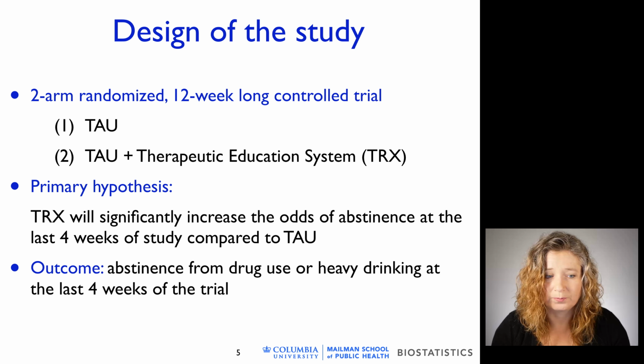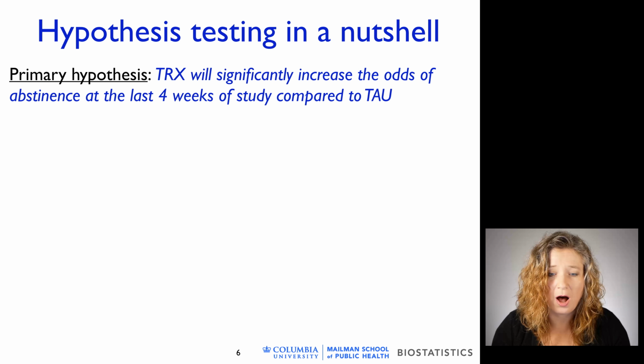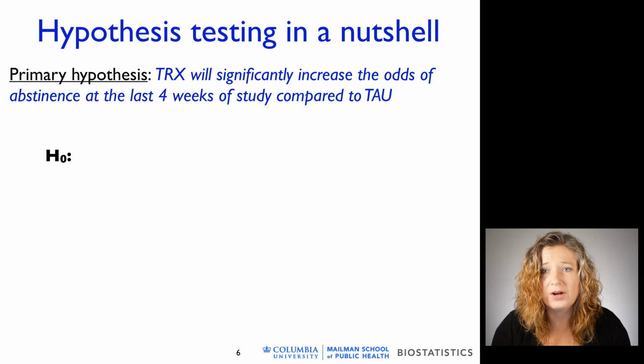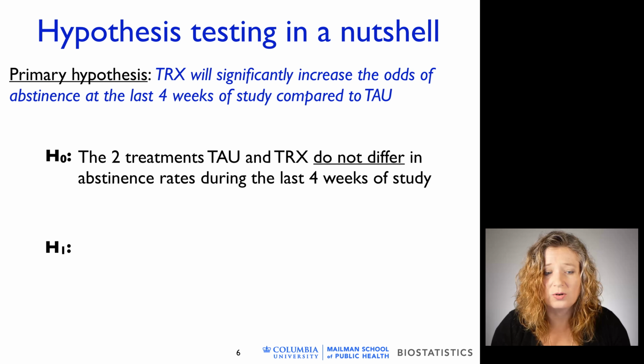So our primary hypothesis then was tested by a hypothesis test. In every hypothesis test, we have to set the null and the alternative hypothesis. The null hypothesis is the boring hypothesis. It's the hypothesis that nothing happens, that treatment is really not better than TAU. So in this case, our null hypothesis is that the 2 treatments, TAU and TRX, do not differ in abstinence rates during the last 4 weeks of the study.